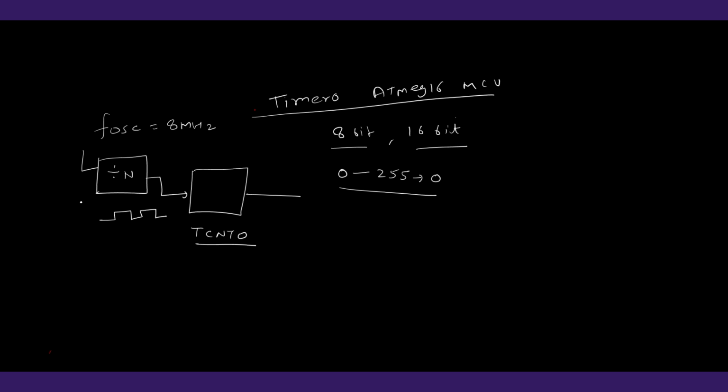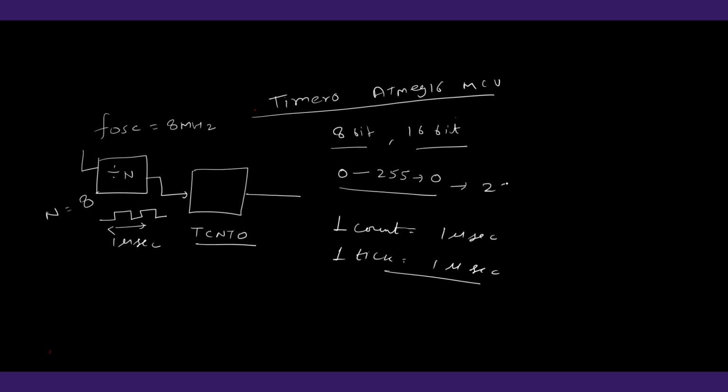So if n is equal to 8, then this time period will be 1 microsecond, and in one count it will provide a delay of 1 microsecond, or we can also say that one tick is equal to 1 microsecond. So in one counting cycle, which is equal to 256 counts, the total delay will be 256 microseconds.